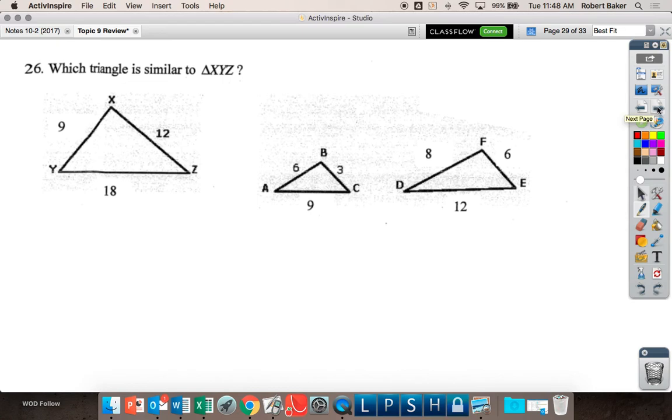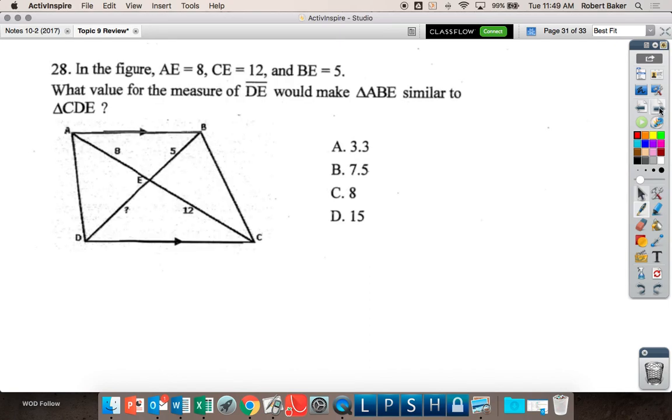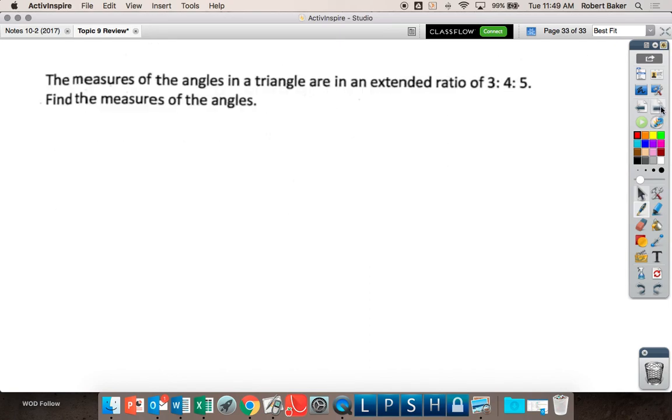Which triangle is similar to that one? Just check and make sure that the small, medium, large proportions work out. Multiple choice, multiple choice, multiple choice. Guess and check. Not really.